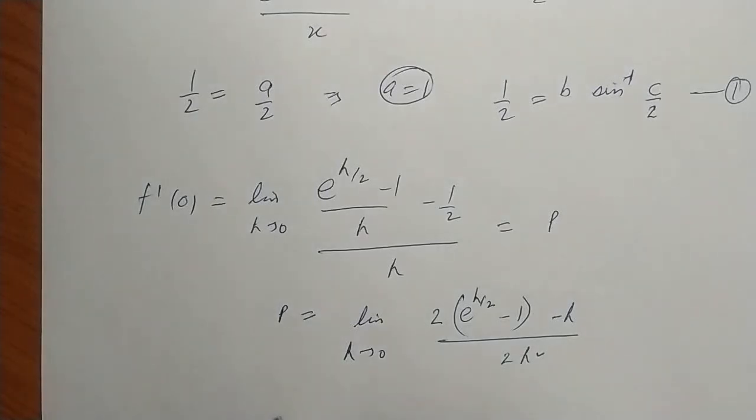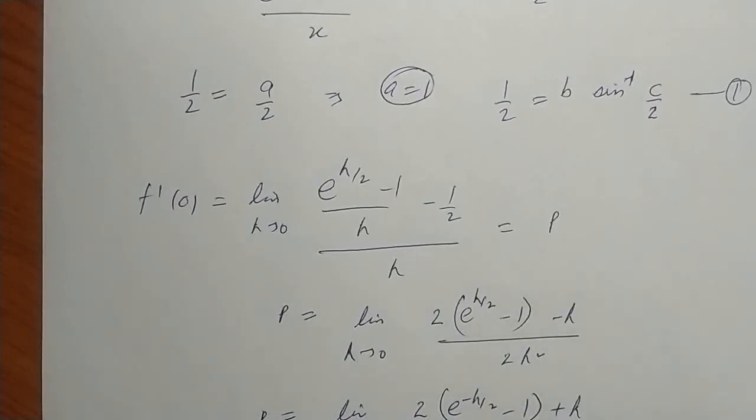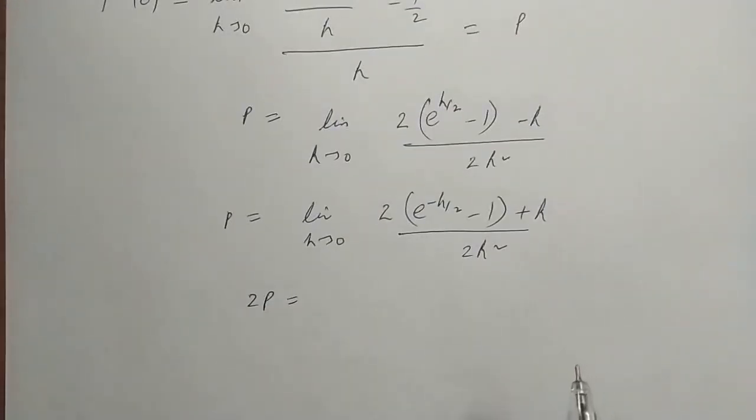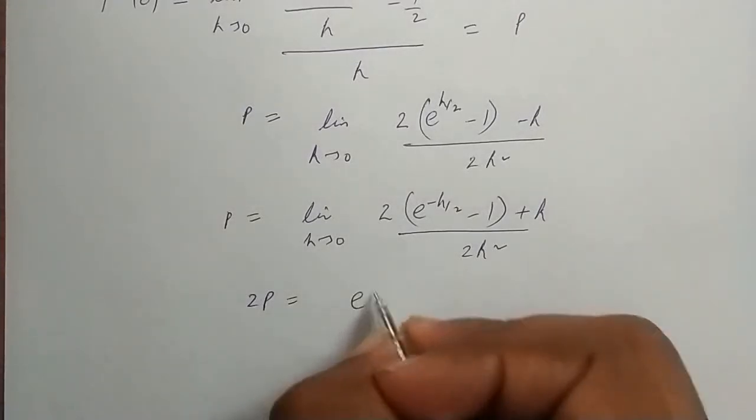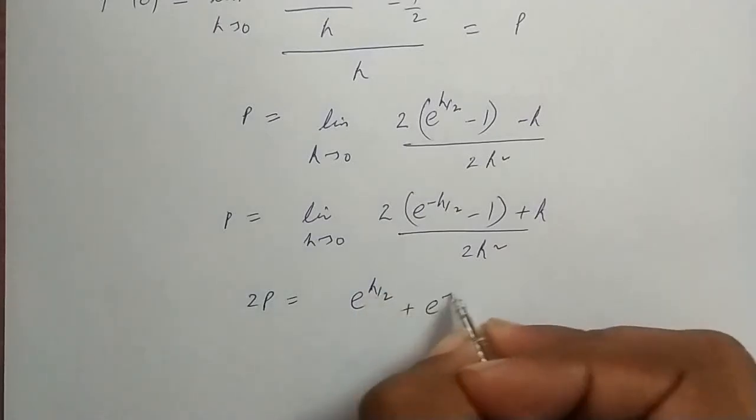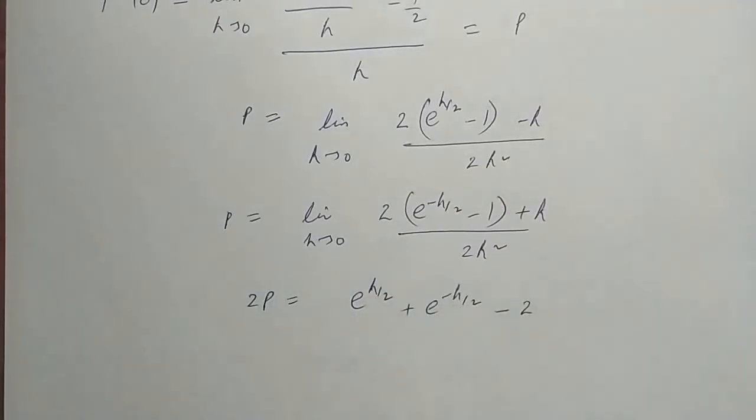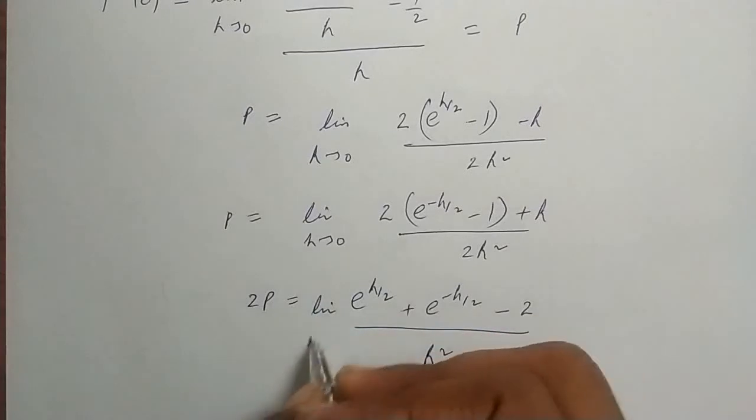Okay, replace h by minus h, we get p is equal to limit h tends to 0 of (e power minus h by 2 minus 1 plus h by 2) upon h square. Hence 2p would be equal to limit h tends to 0 of (e power h by 2 plus e power minus h by 2 minus 2) upon h square.